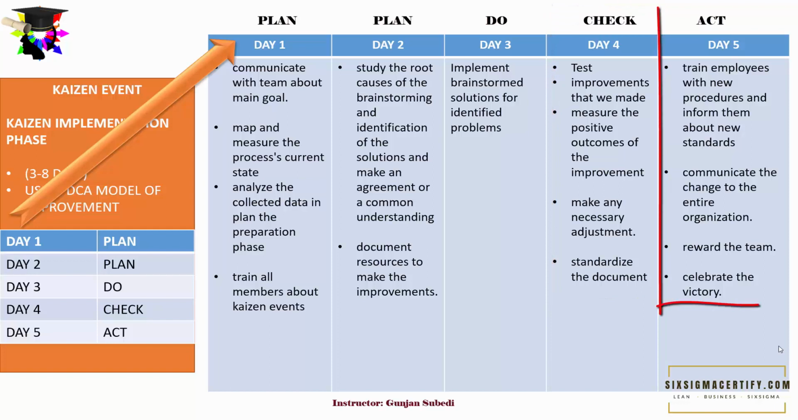Day 5 is the final day, or the 5th day, of the Kaizen event. On this day again, we have to do many things. We train the employees with new procedures and inform them about the new standards so that the old process is not repeated. We communicate the change to the entire organization. We can use the A3 paper or A3 report for this. I'll also teach you in detail about this document later.